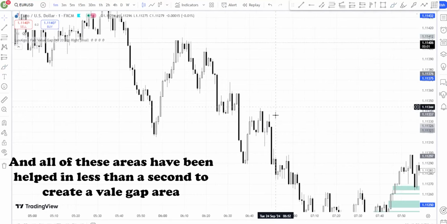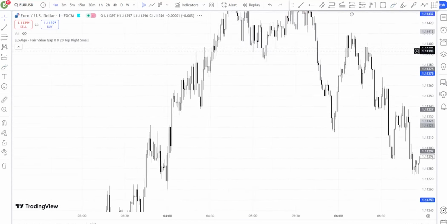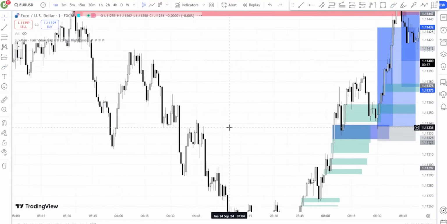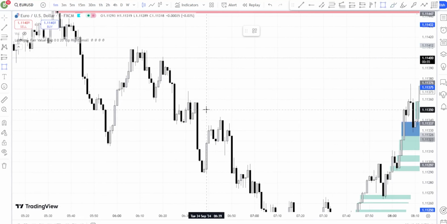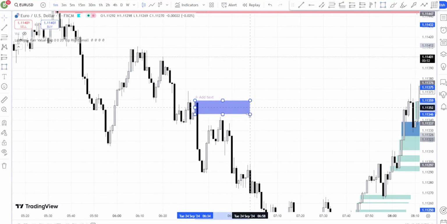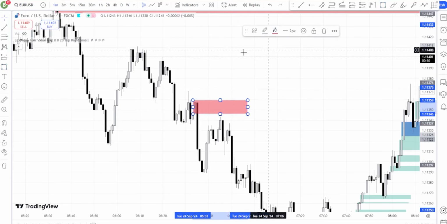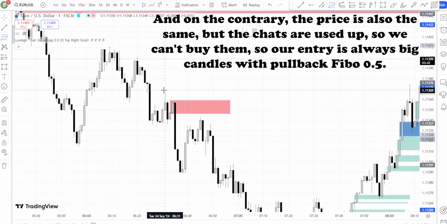6. Risk management. As with any strategy, risk management is crucial. Traders should consider placing stop-loss orders either slightly outside the gap to protect against invalidated setups or using the next logical support or resistance level as a stop.